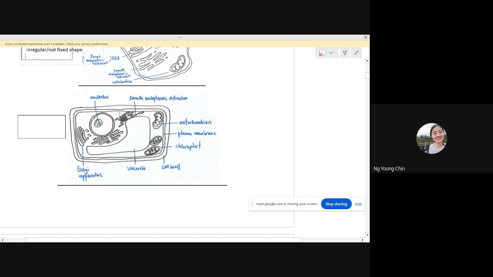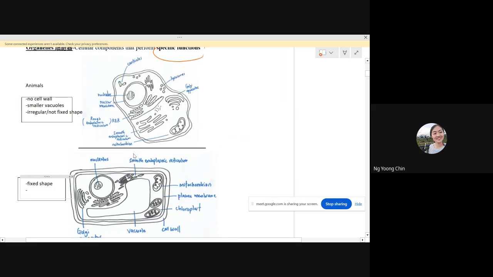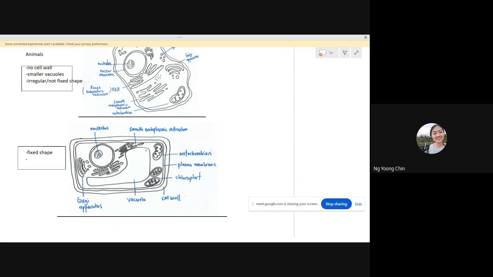Then how about the plant cell? Plant cells always look like this, a long rectangular shape, so you can describe that as a fixed shape. Actually the organelles in the plant cell and the animal cell are almost similar, but the plant cell has extra organelles which are not found in the animal cell, which is this cell wall.